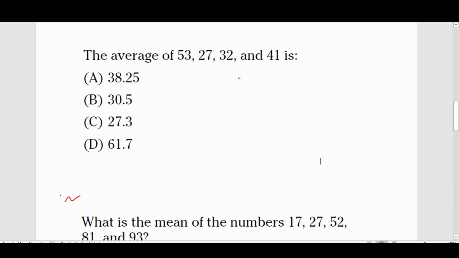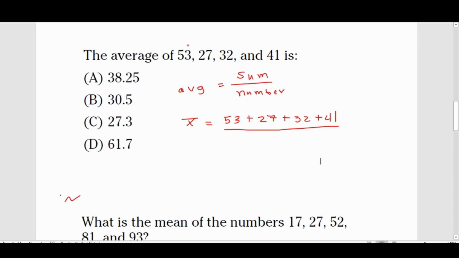Okay. Again, the average is sum over number. So let's go ahead and set this one up. Again, I'm going to use X bar to refer to average. Sum is going to be the sum of all these numbers, namely 53 plus 27 plus 32 plus 41 divided by the number of numbers. There's 1, 2, 3, 4 numbers. So this is all going to be divided by 4.